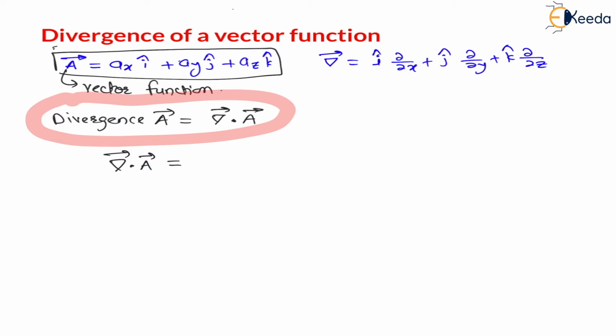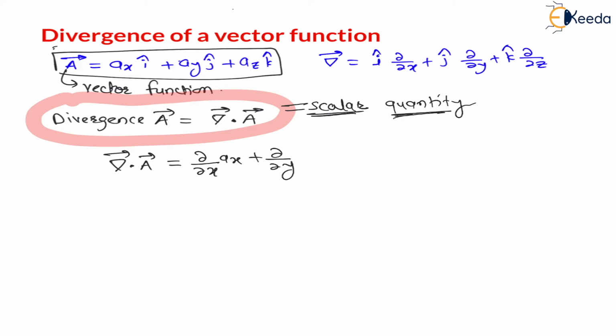And see, dot product is always scalar quantity. Means this is a scalar quantity. This you must remember. Dot product is always scalar quantity. Therefore, I can write dou x of Ax plus dou y of Ay plus dou z of Az. It is also called curly upon curly x, curly upon curly y, curly upon curly z, or dou by dou x. It is also pronounced like this, right?